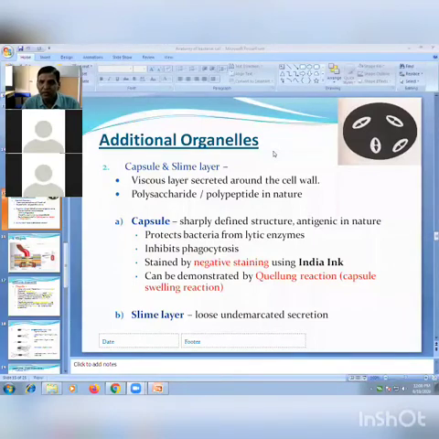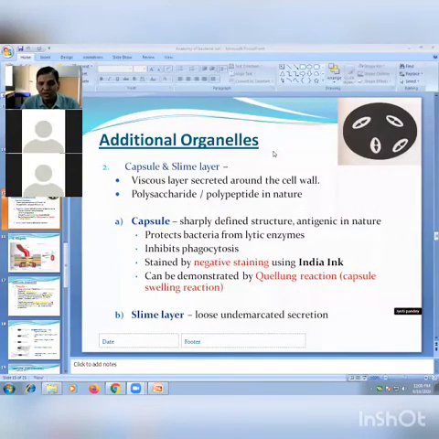The capsule is a sharply defined structure, antigenic in nature, and protects bacteria from lytic enzymes. Because of its antigenic nature, the antigen is called the capsular antigen and is denoted by the letter K. K antigen means capsular antigen. It inhibits phagocytosis. This is the most important way it increases pathogenicity.